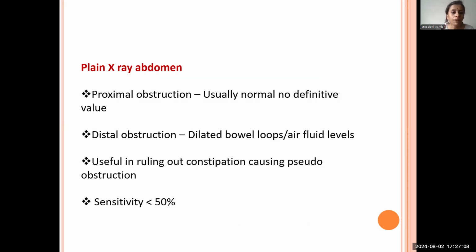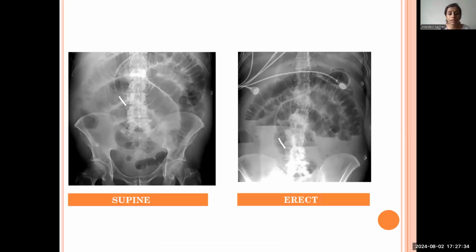So this is one of the most common investigations that we can try because it is easily available and not that expensive. If it is a distal obstruction, we can see multiple bowel loops and air fluid levels very clearly. But again, sensitivity is less than 50%, so you cannot rely on X-rays alone as an investigation. In supine you will not see this very clearly. It has to be an erect X-ray.